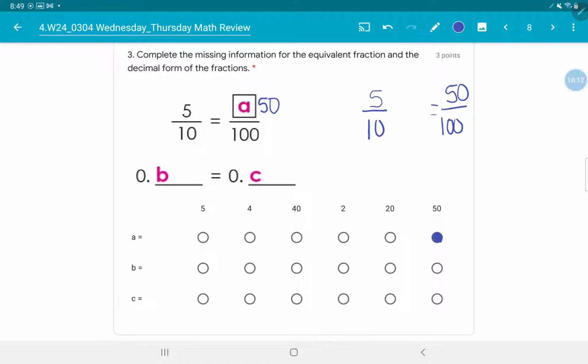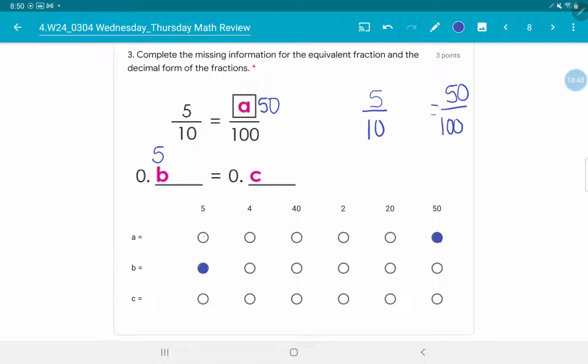For B, I want to show 5/10 as a decimal. How will I show 5/10 as a decimal? What do I do, Olivia? You would put a 5 in B. Yeah. It would be 0.5. Very good. For B, we would write 0. So I have no wholes. Then we would have a decimal point, and we would put a 5 in the tenths place.